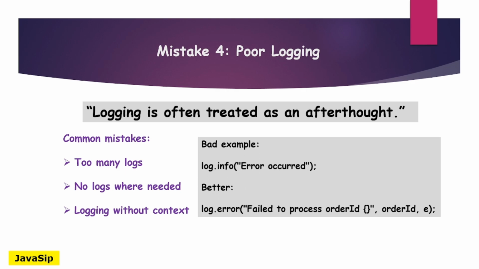In this example, there is a generic log added, that is "error occurred". It is not giving any information about that error. So it is better to add the ID for which that error occurred and what kind of exception you are getting. And that exception must not be a generic exception.